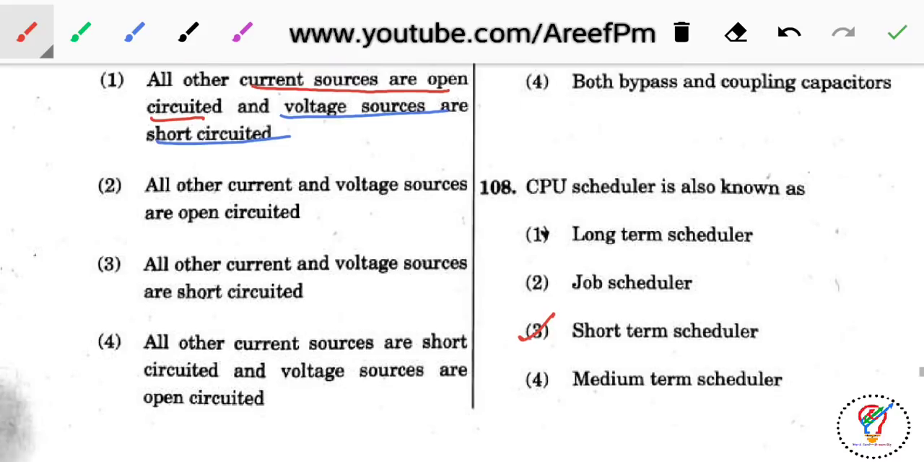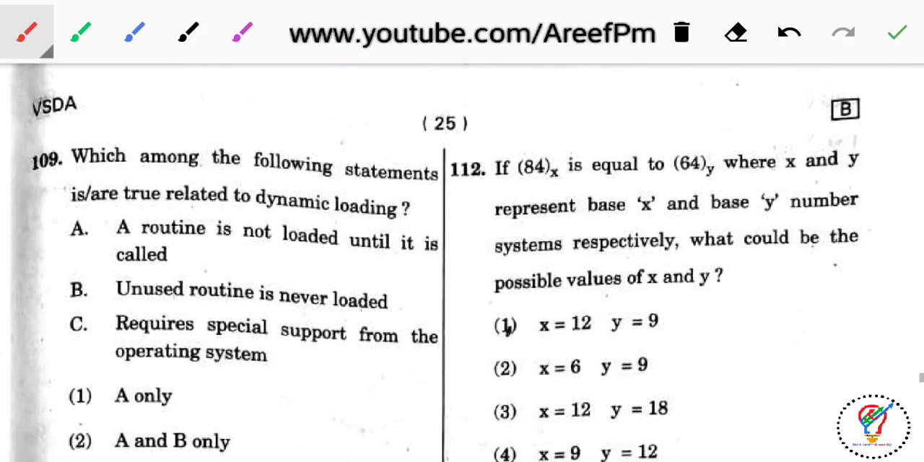Okay, next, so come to the 109 question number. Which among the following statements is true related to dynamic loading? So it is here, a routine is not loaded until it is called, unused.